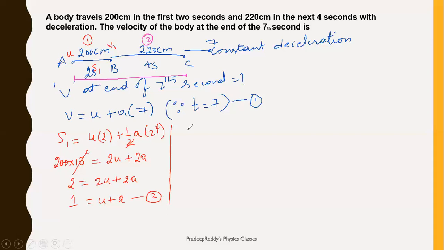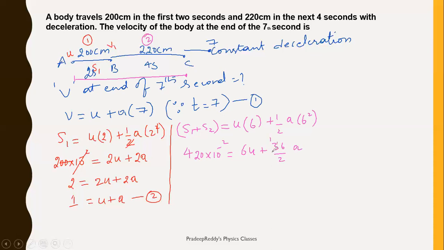So total distance traveled s1 plus s2 is equal to initial velocity, the same u, into time taken, which will be 2 seconds plus 4 seconds, that is 6 seconds, plus half acceleration a into t square, that is 6 square. S1 plus S2 is 220 plus 200, 420. 420 into 10 power minus 2, because I am converting centimeter into meter. 6u plus 6 square is 36, 36 by 2 into a.